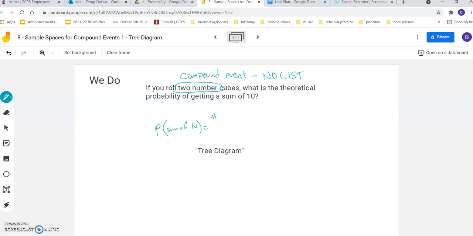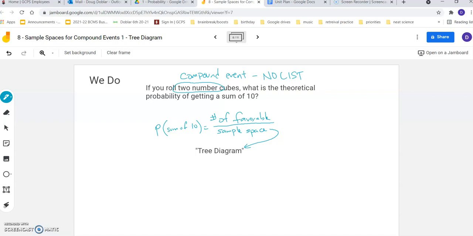Okay, so just like simple probability, the probability of getting a sum of 10 is the number of favorable outcomes out of all the possible outcomes, which we call the sample space. And we're going to use a tree diagram to make the sample space first. So it's a very big sample space with a compound event.